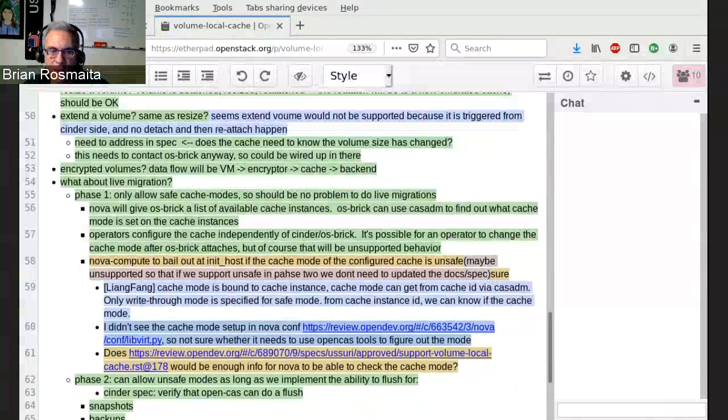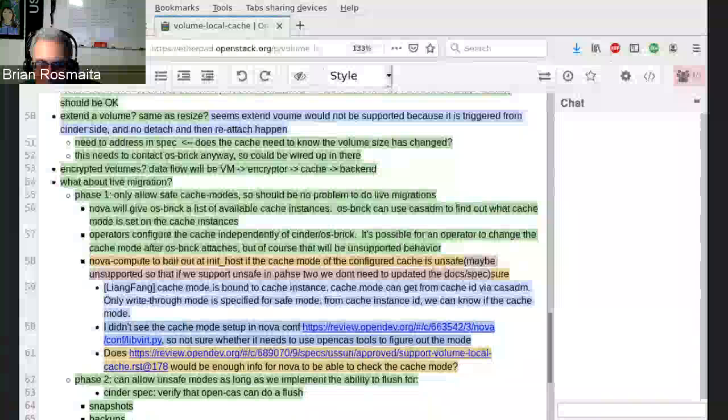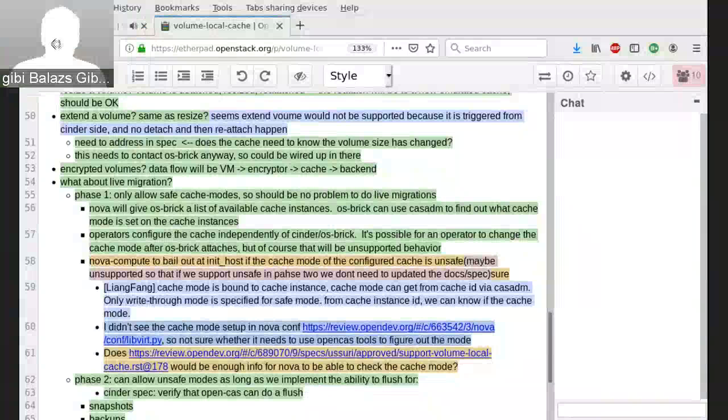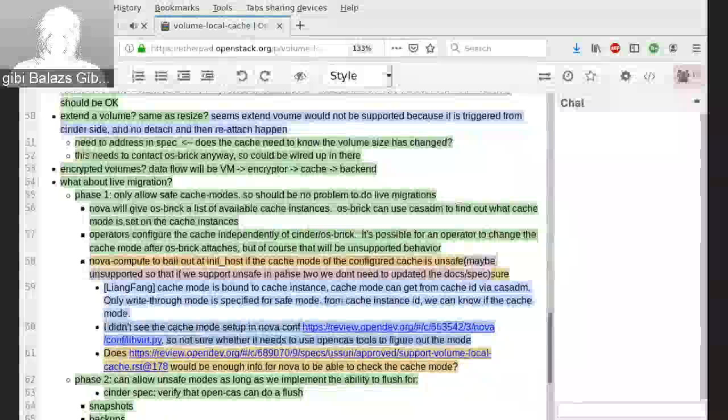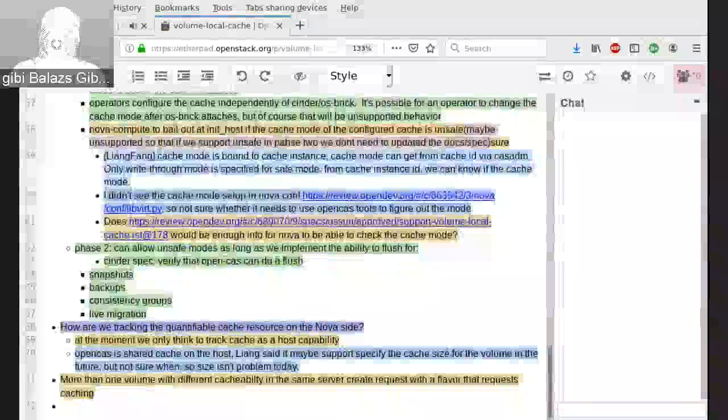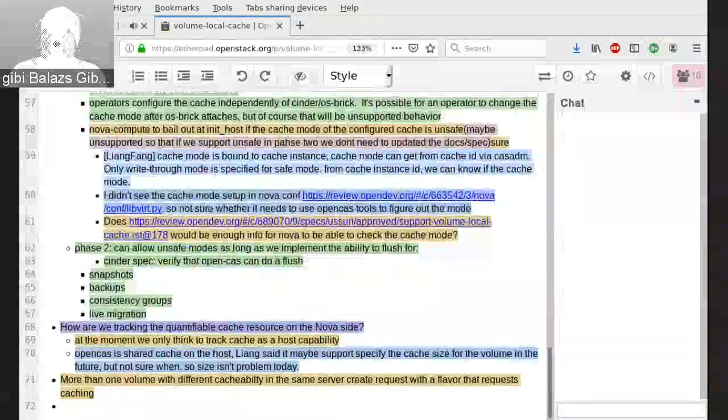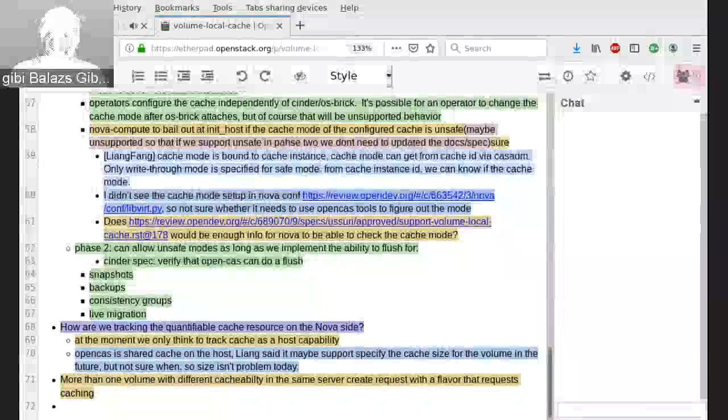So a question about how we're tracking the quantifiable cache resource on the Nova side. It's just going to be a host capability. Yeah, so I think as a first step, we just track that this host is capable of caching volumes or not. We're not tracking how big the cache is or what type of cache mode we have configured there.